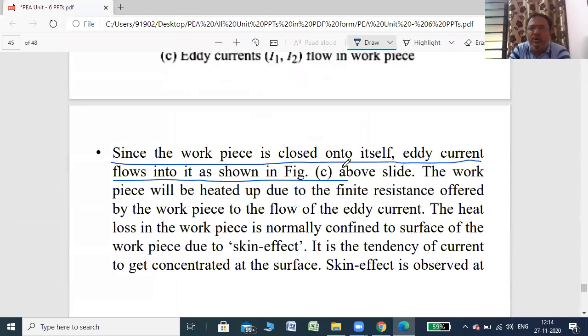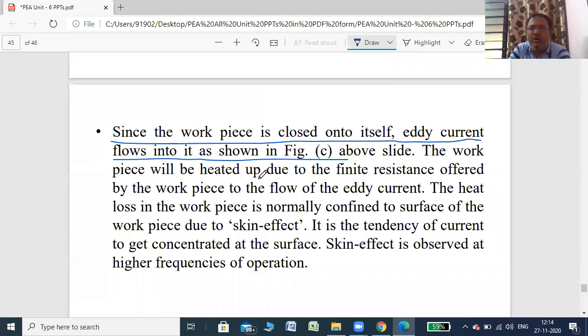Okay, the workpiece will be heated up due to the finite resistance offered by the workpiece to the flow of eddy current, right? So heat loss in the workpiece is normally confined to the surface of the workpiece due to the skin effect. It is the tendency of a current to get concentrated on a surface. Skin effect is observed at higher frequency operation.